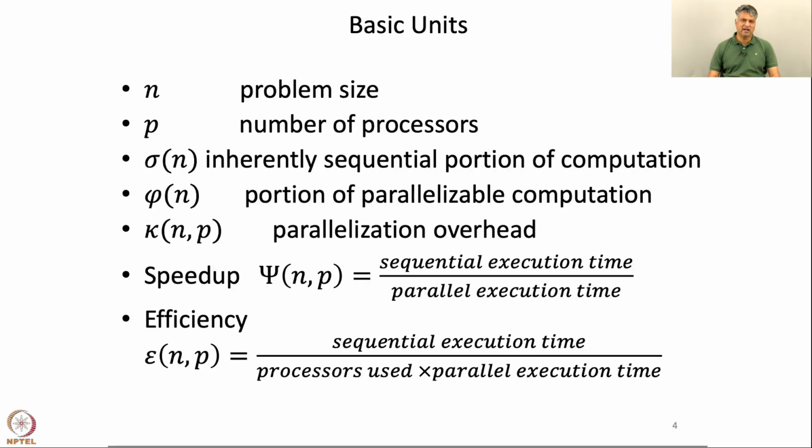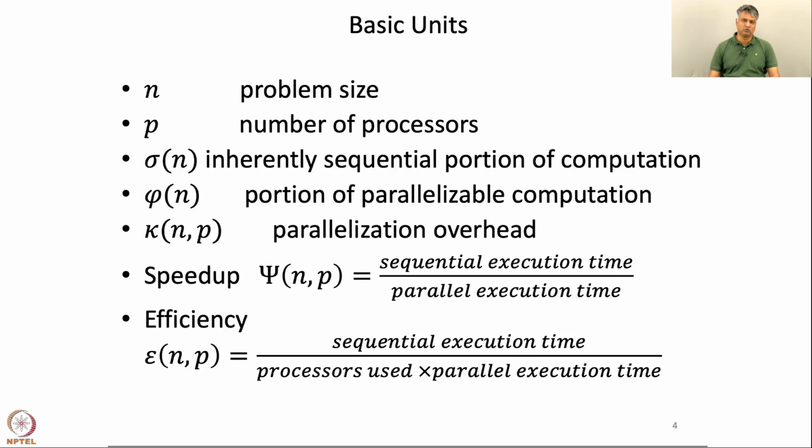So let us now have a revision of the basic units that we have worked with before. You have n, the variable, which is the problem size. P is the number of processors that you have, which you can use in parallel. We know that every program or every algorithm has some inherently sequential portion which cannot be changed, and let's say sigma, which is a function of n, the problem size, is that inherently sequential portion of computation, i.e. the time it takes, and that time could depend on the problem size as well. This particular part of the code cannot be parallelized whatever you try.